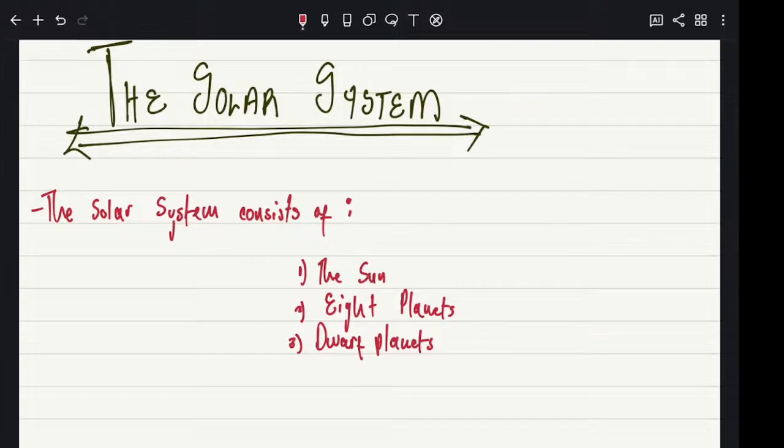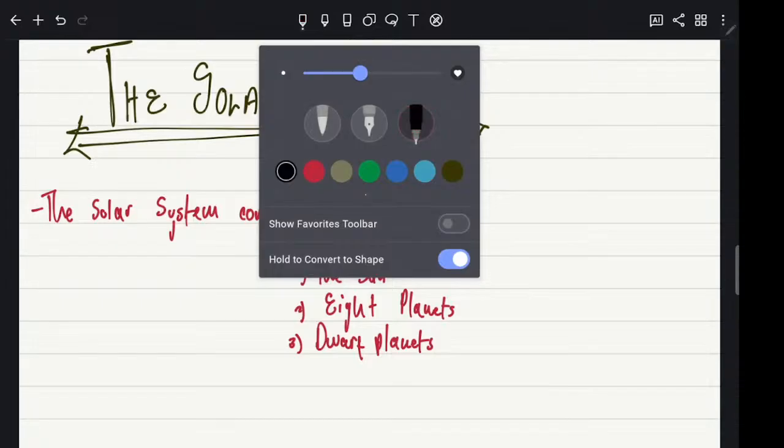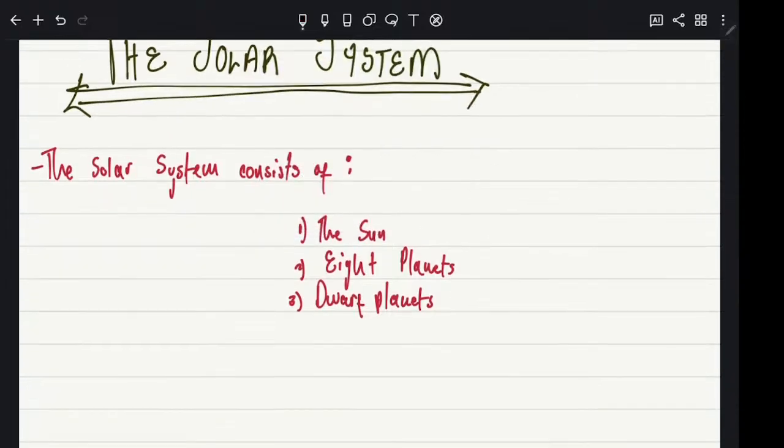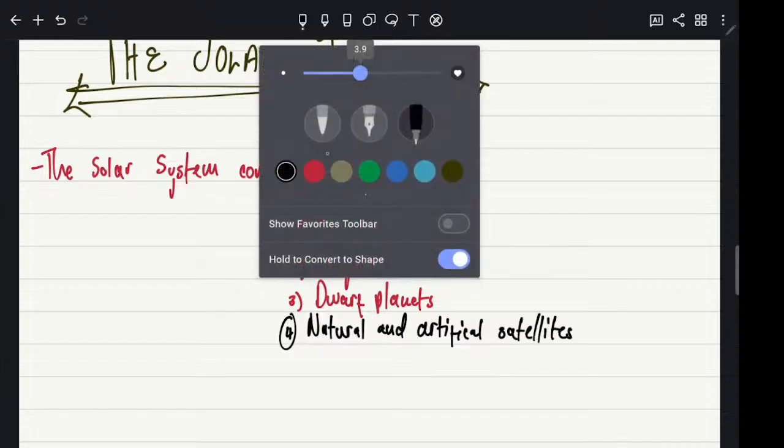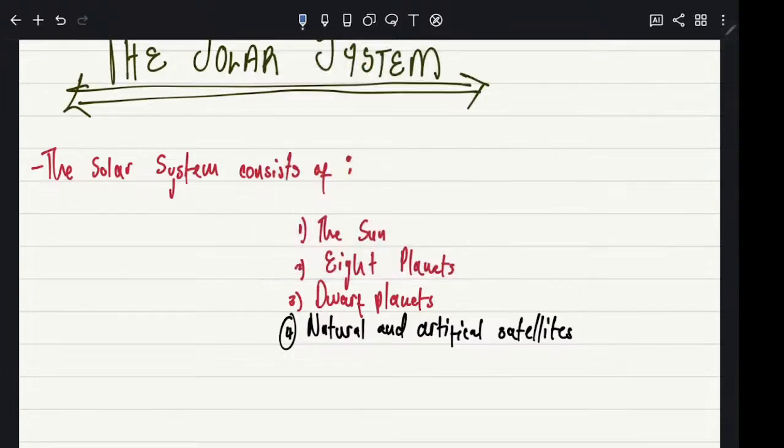Of course, when we say a planet, we know that it will be orbiting the sun, something that goes around the sun. So we have these 8 planets, then we have some dwarf planets. We'll see what is the difference between those. Four, natural and artificial satellites. A satellite goes around the planet.